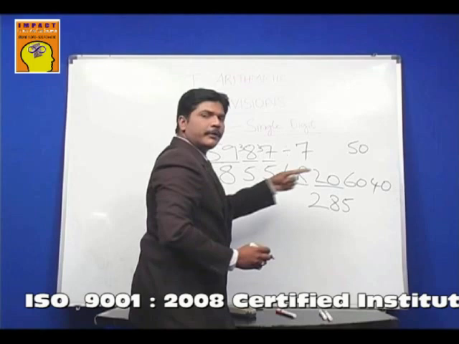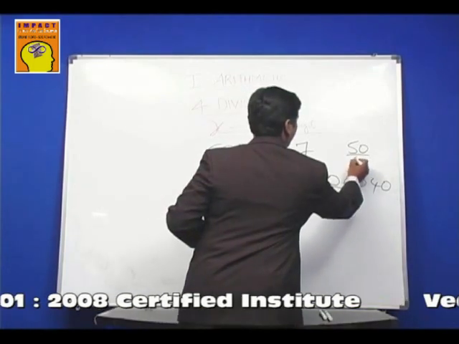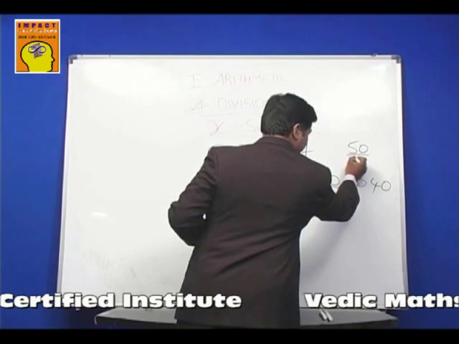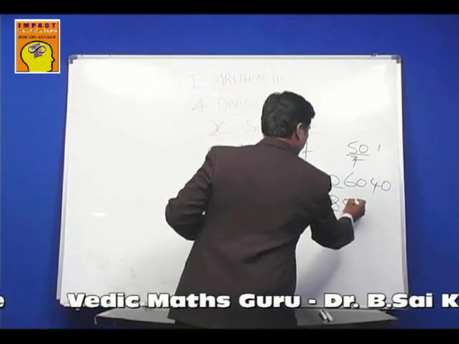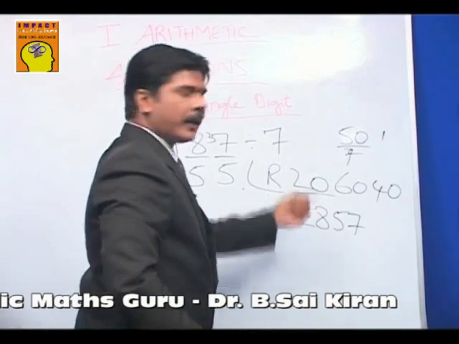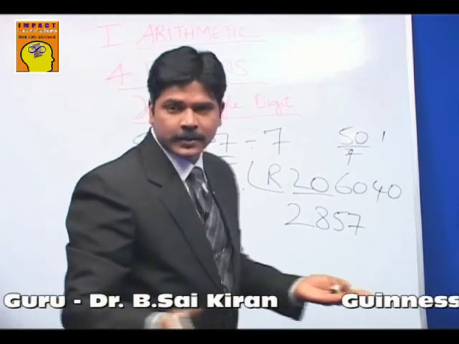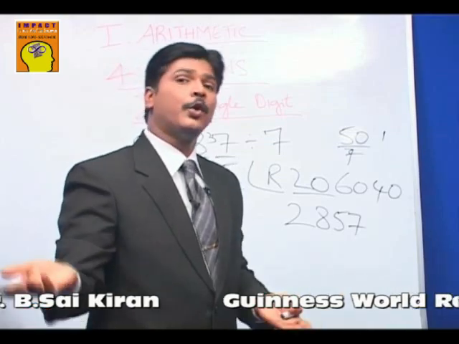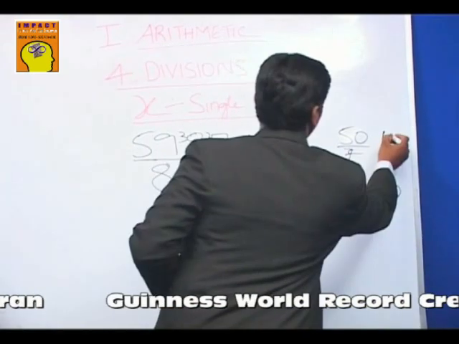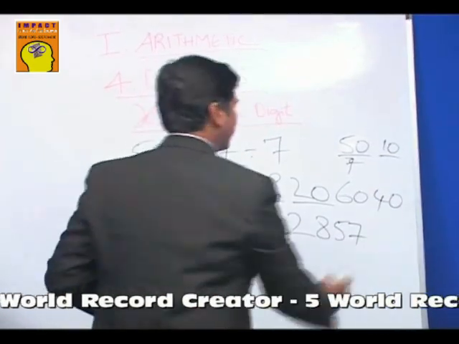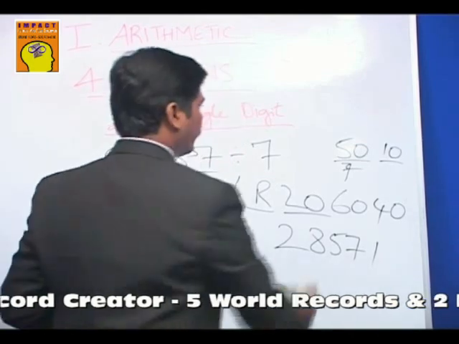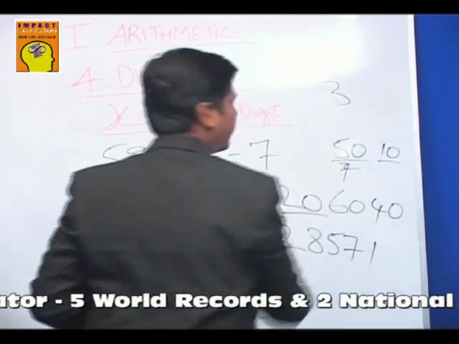Now 7 goes in 50 how many times? 7 sevens are 49 with a remainder of 1. So 7 here, and a remainder of 1. Actually 4 places is more than sufficient, but if you want to go further, you can go ahead. Make 1 as 10. Now 7 goes in 10 how many times? Once with a remainder of 3. There's no space, so I'll write the remainder of 3 here.